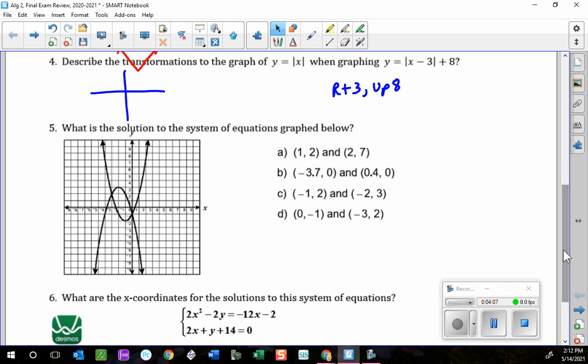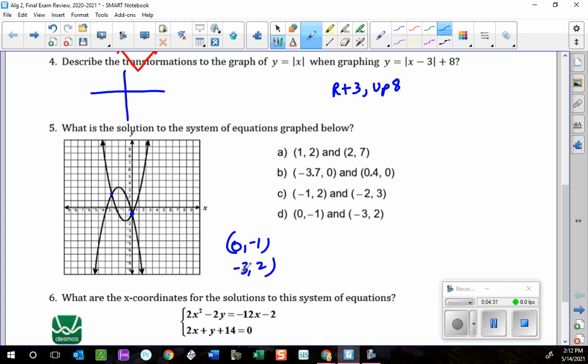Alright, so number 5, the solutions to the system of equations. So notice I have 2 parabolas. The solutions to the system of equations are the places where they intersect each other. So that looks like 0, negative 1, and the other place looks like about negative 3 and 2. So negative 3 and 2. Alright, good. There it is. It's kind of a little small.